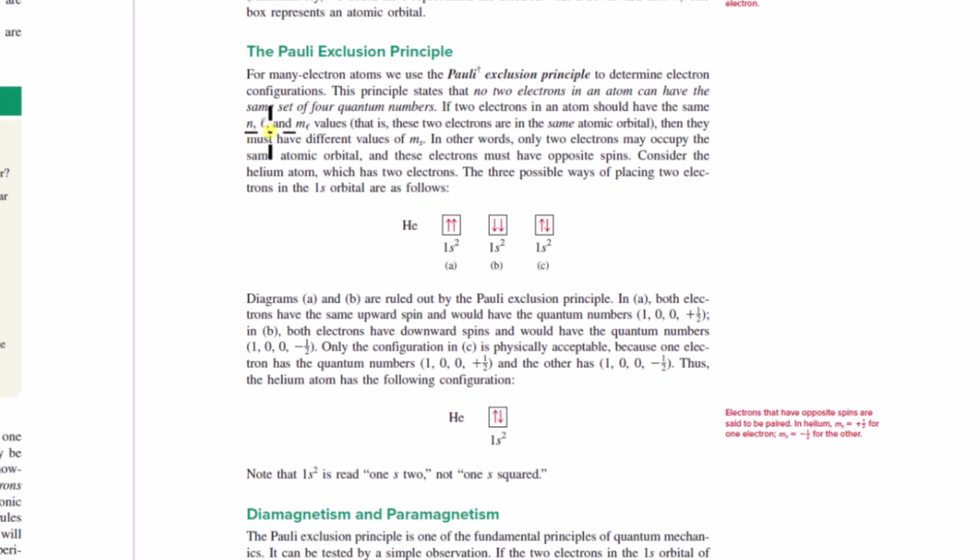If you have an n, l and m sub l value, you've picked an orbital. Then 2 or more electrons that have the same n, l and m sub l values must have different m sub s's. However, there's only 2 possible m sub s's, which means that only 2 electrons can occupy the same atomic orbital.